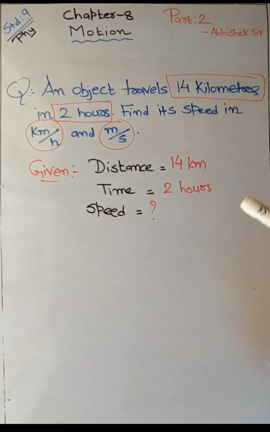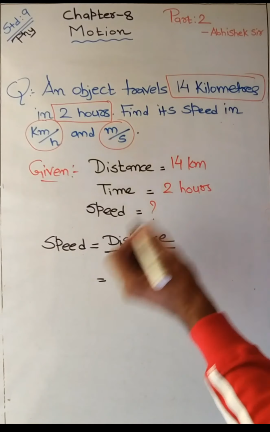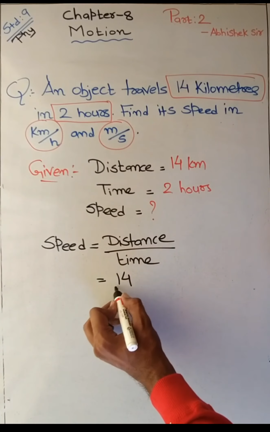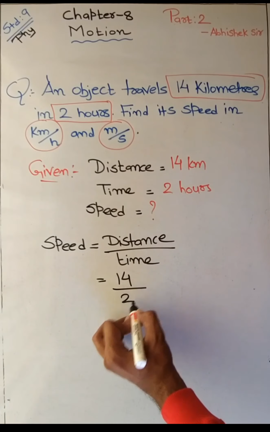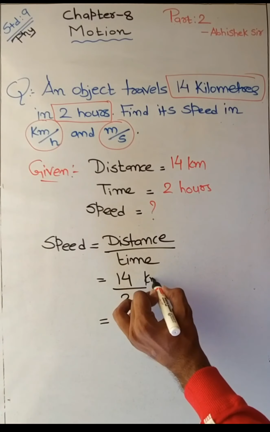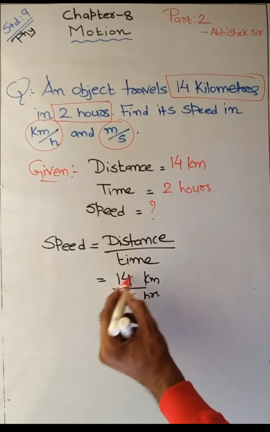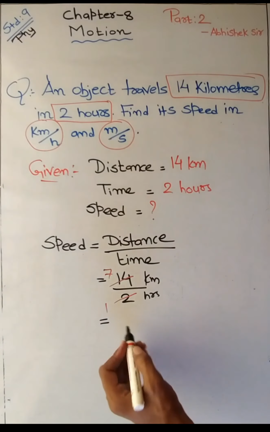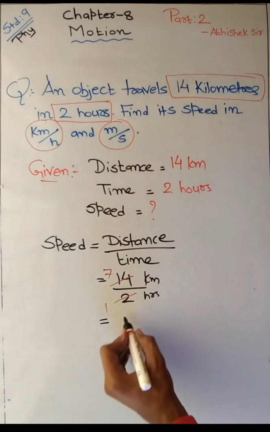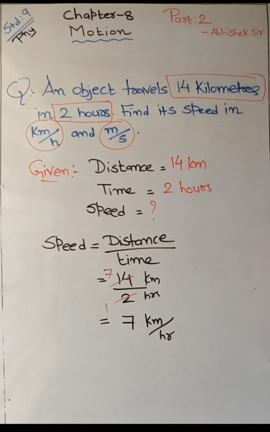So let us write the formula of speed. Speed equals distance upon time. Put the values. What is the distance? 14 kilometer. And what is the time? That is 2 hours. So 14 kilometers and 2 hours. So that will be, 2 ones are 2, 2 sevens are 14. So our final answer is the speed is 7 kilometer per hour. Right? What is the speed? It is 7 kilometer per hour.